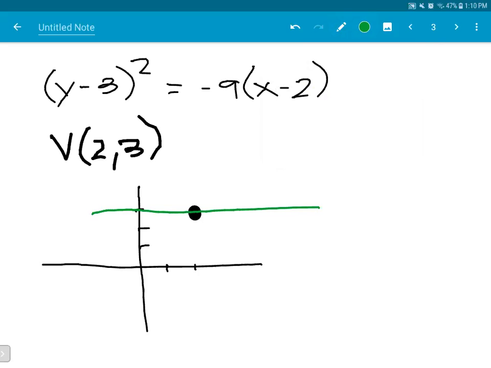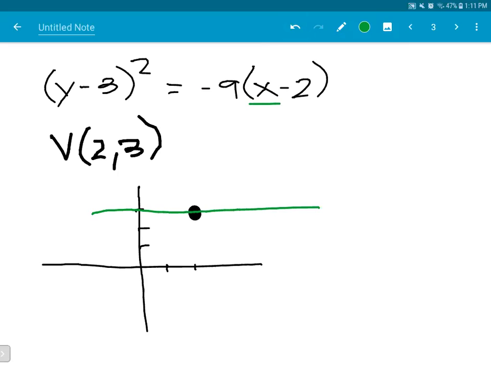Since the parabola opens sideways, how did we know that it opens sideways? Well, it is the x that is linear. So that represents the x direction, the horizontal direction, in the direction of the x-axis. So it opens sideways, and with the negative sign there, we know that it opens to the left.